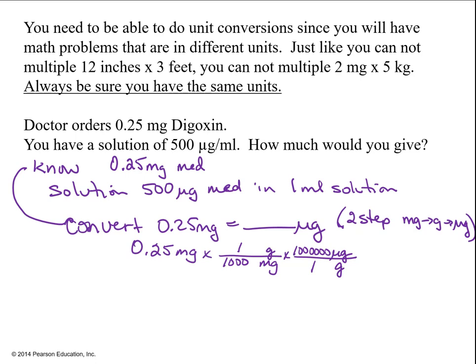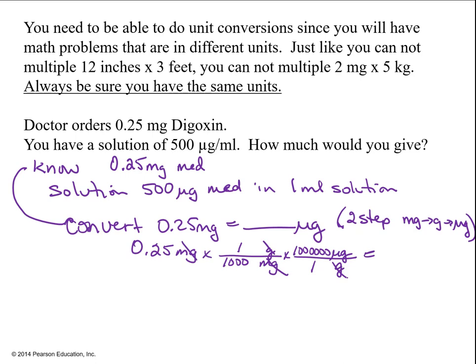So in doing that conversion, 0.25 milligrams times, in a line, milligrams on the bottom, grams on top. Milli always gets 1,000, so 1,000 is on the bottom, 1 for the gram. Then times, in one more line, now grams goes on the bottom, so they'll cancel. Micrograms goes on top, micro gets the million, grams gets the 1. So milligrams and milligrams, grams and grams, those will all cancel.